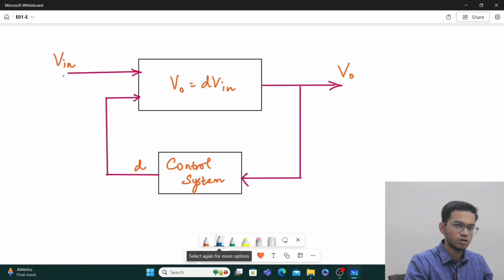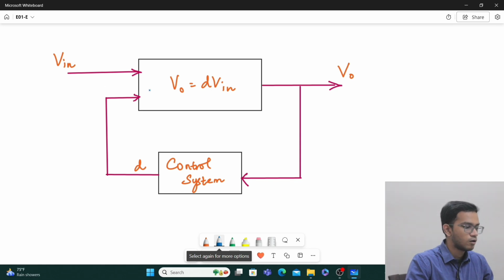The ultimate aim of having a closed loop operation is that the input which we are going to supply to the power circuit may not be a constant. If it is coming from a battery, the voltage depends upon the state of charge of the battery. Or if it is coming from a DC bus, it depends upon the transients happening in the DC bus. So the input voltage coming to this power converter is not a constant.